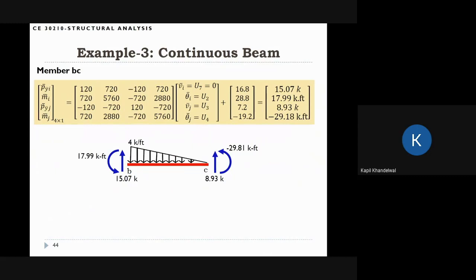We can do a similar exercise for member BC. We take the stiffness matrix and multiply by the displacements for this member. In this case, the displacements are VI, theta I, VJ, theta J. They are U7, U2, U3, and U4. Only U7 is 0, and U2, U3, and U4 are non-zero, so we have to put in all these 3 displacements. And there's the PO vector, which we have already calculated. So just take the PO vector and add it together. If we do the algebra, we'll get the answers. I'm showing the free body diagram here again, with the fixed end and the member forces.